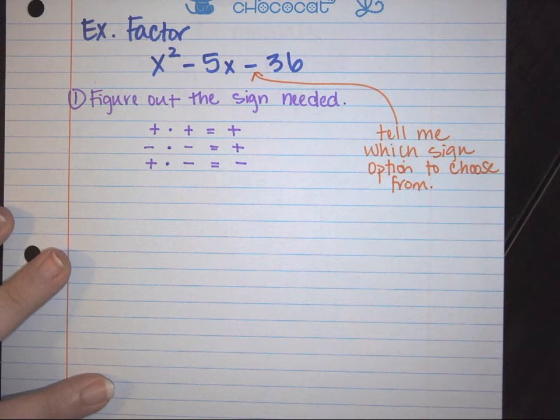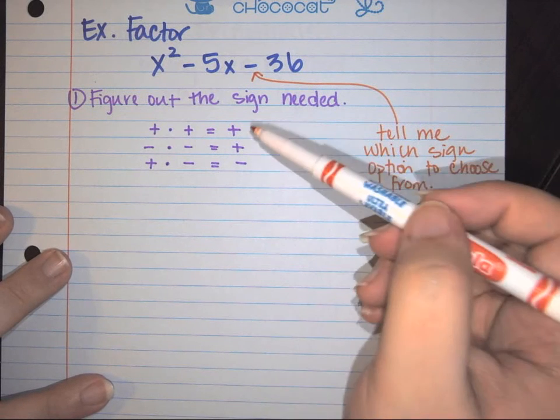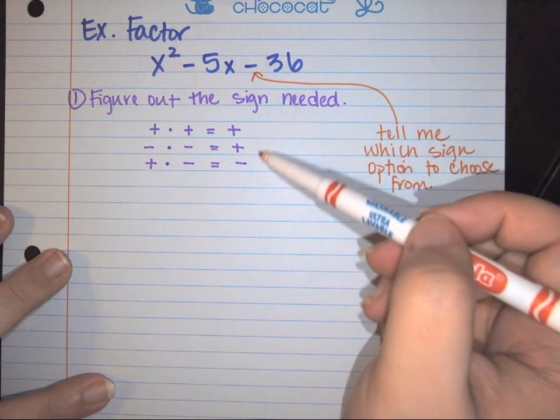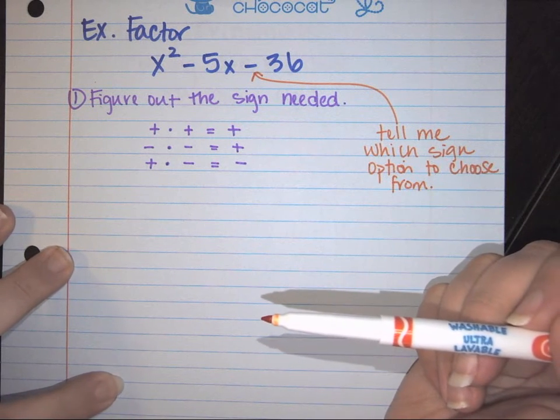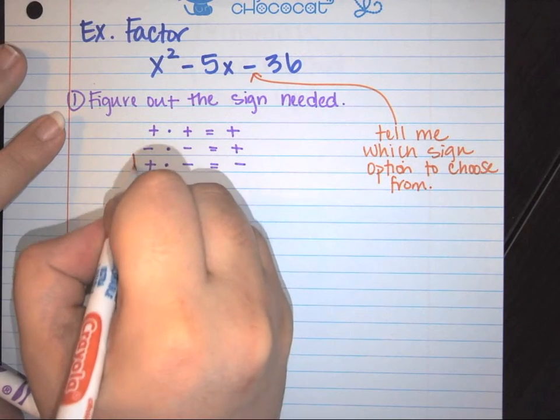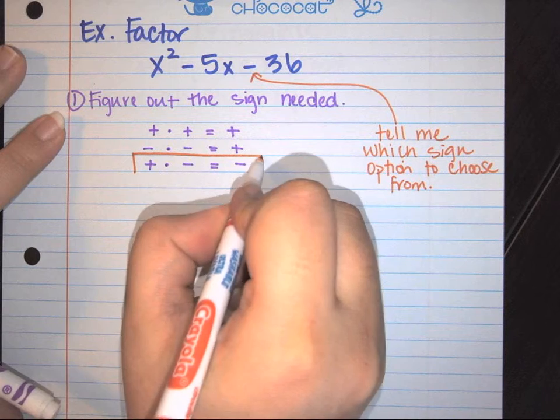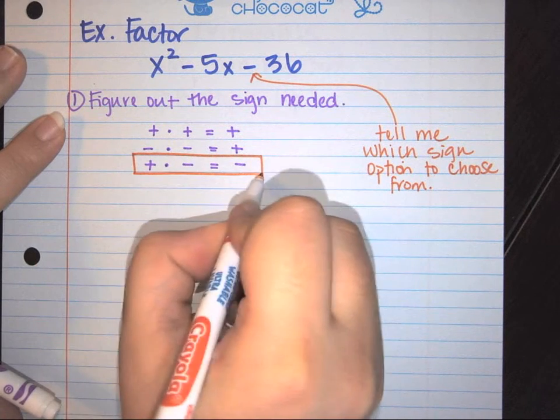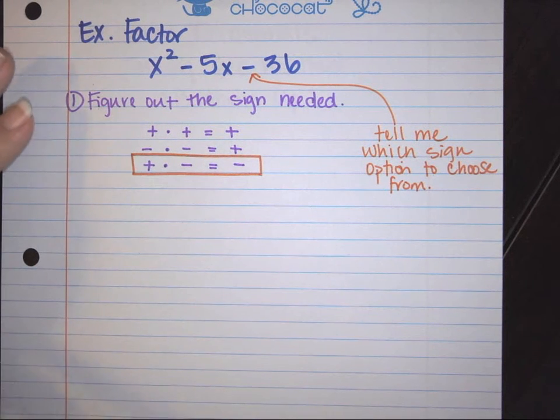Well, in this case, my back sign is negative. So if you look at all my combinations here, the only combination that I have in this case is going to be my bottom one, which says that I have positive times negative being a negative. Okay? So what does this actually mean?